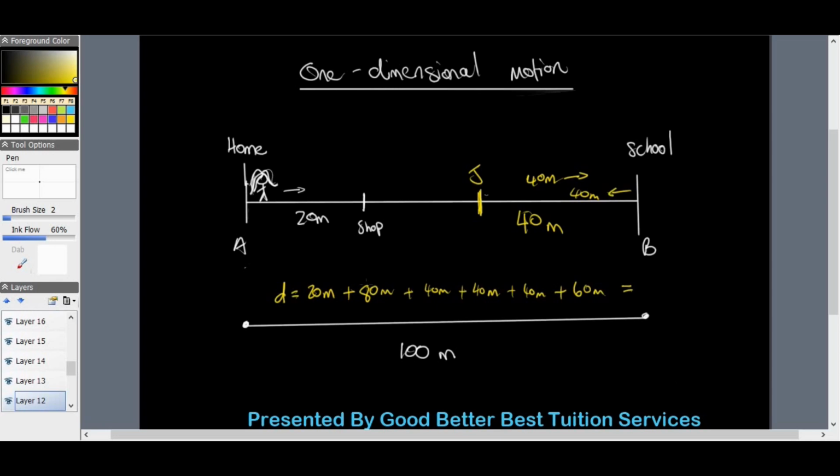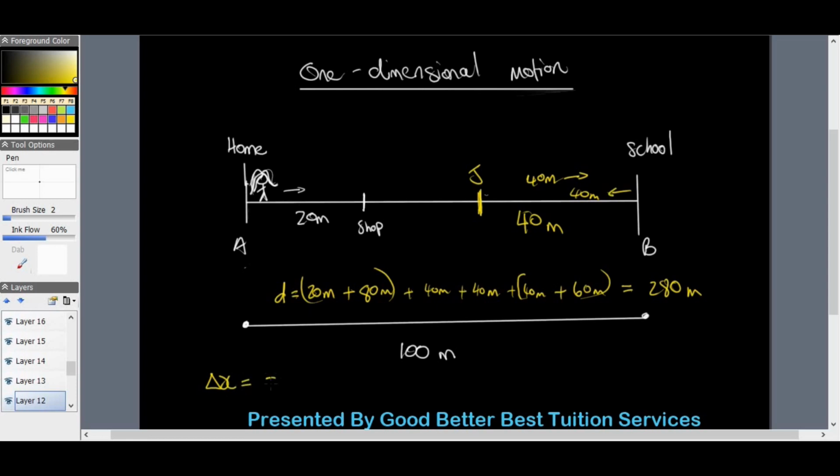So let's add it up quickly. That's 100. That's 100. 100 already. 200. So you walked about 280 meters for the day. But now, when it comes to displacement, delta x is slightly different.